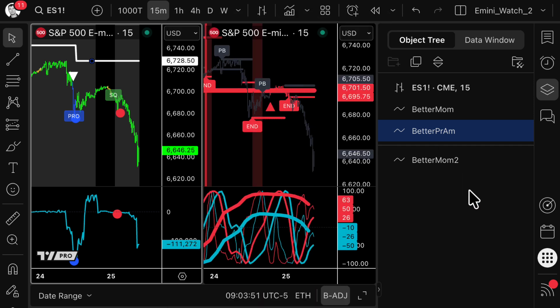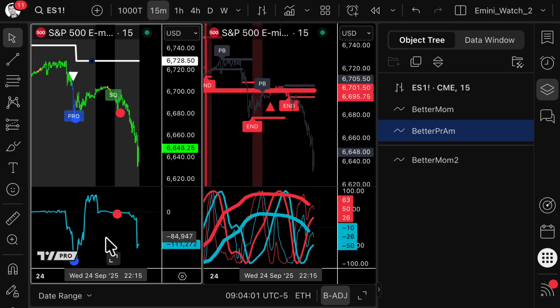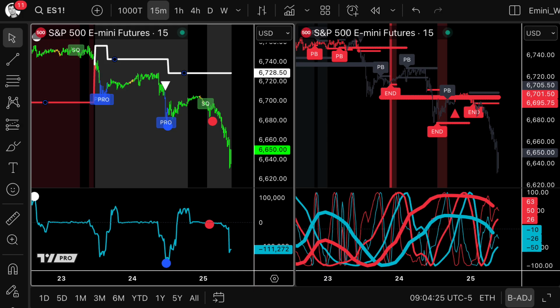So there we go. That's a quick run through of the settings of the 5 better indicators. So there's 2 versions of better sine wave, and better sine wave 2. We've got better momentum 2, and we've got better pro-am. So there's 5 indicators there. Now I've just resized the chart here so that we can go through a bunch of the 15-minute charts just to show the signals that we're going to get. I'm going to talk about the E-mini and the NASDAQ later.